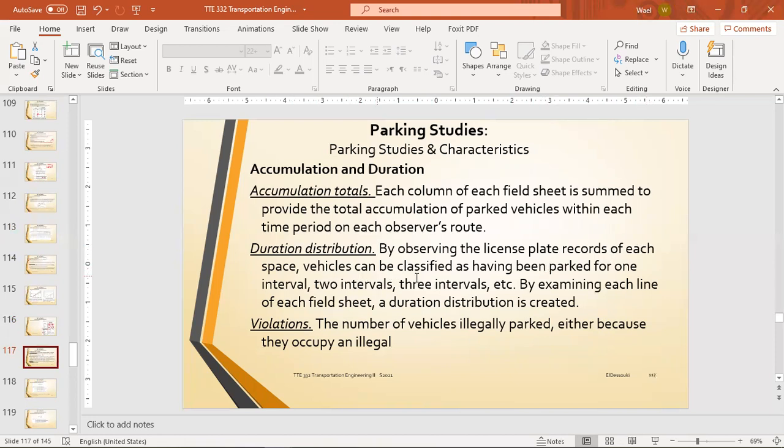The duration distribution is obtained by observing the license plate records of each space. Vehicles can be classified as having been parked for 1 interval, 2 intervals, 3 intervals, etc. That means we divide the hour into intervals, and you mark how many intervals the car is still in that spot. That was the old way of doing things. Now we can use video cameras and image processing to get this information. Violations: the number of vehicles illegally parked, either because they occupy an illegal spot or for other reasons.